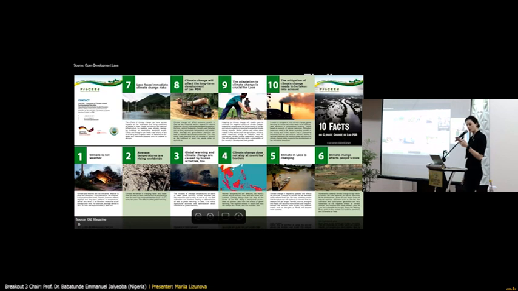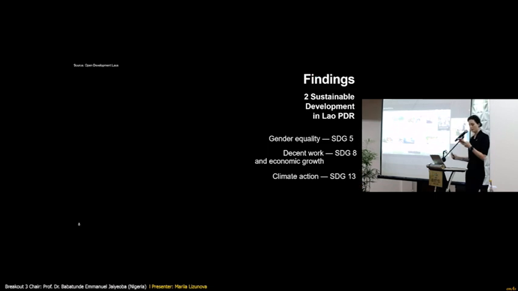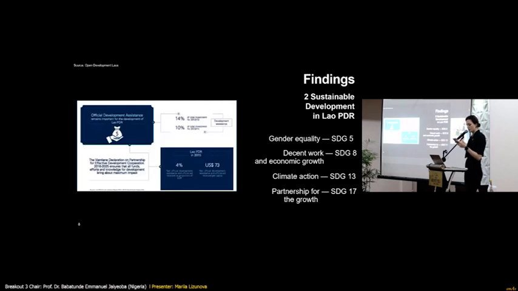Climate action. The country is extremely vulnerable to floods that not only damage the environment but also interrupt any kind of development in the country and displace large numbers of people, as happened during the last floods in 2018 and 2019. Partnership for the growth. A high priority has been given to regional and global cooperation and integration, with a possible graduation out of least developed country status by 2026.